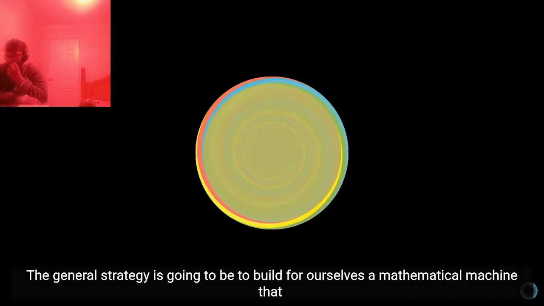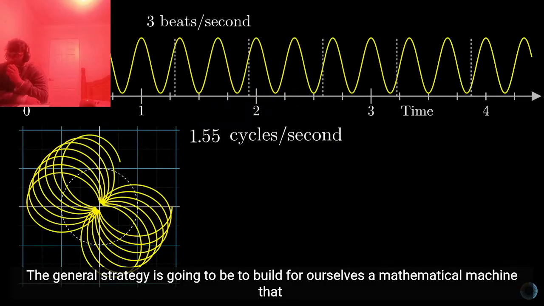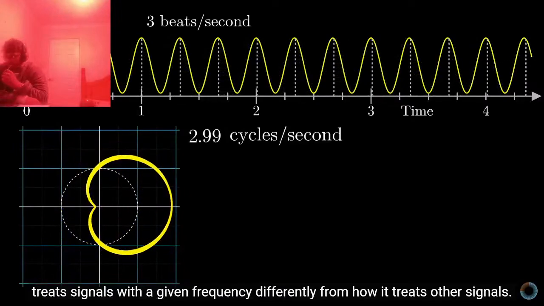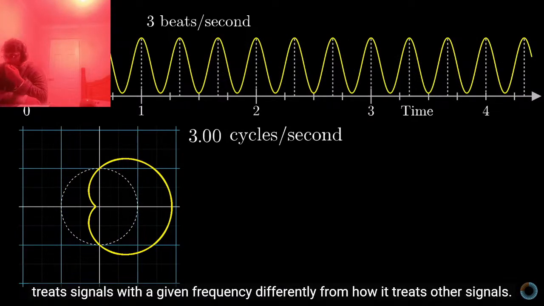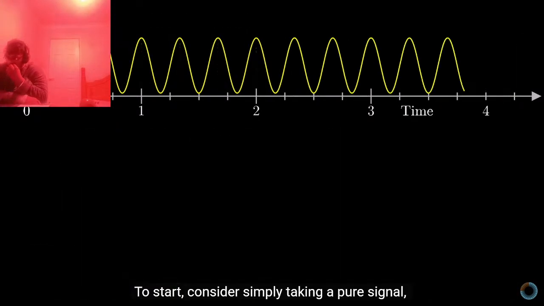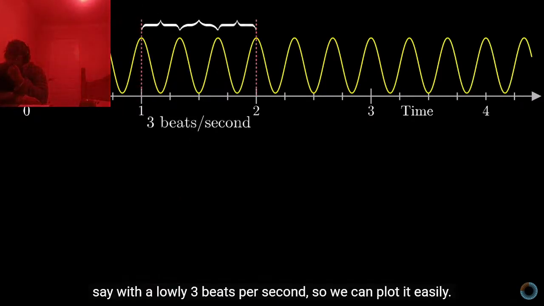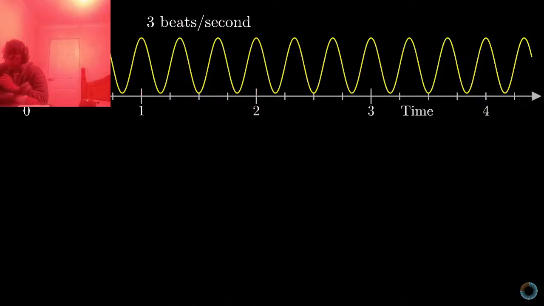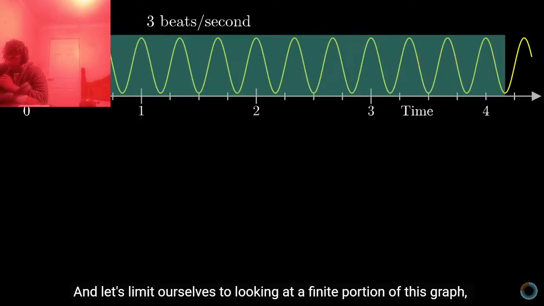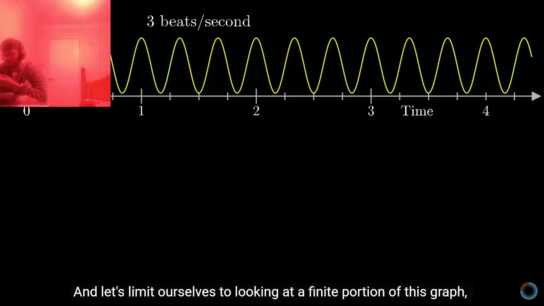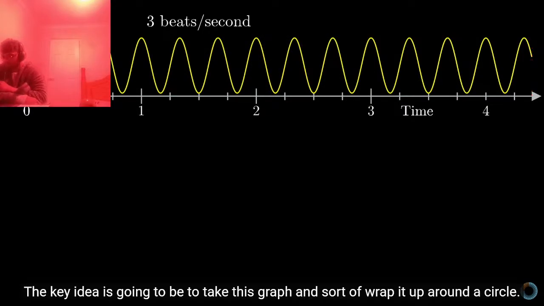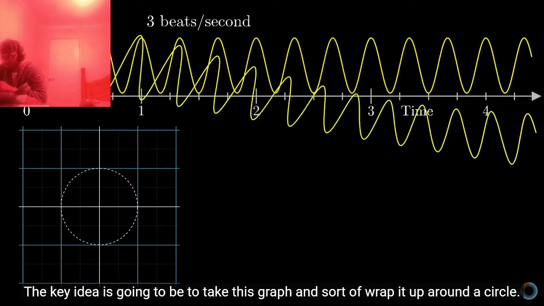The general strategy is going to be to build for ourselves a mathematical machine that treats signals with a given frequency differently from how it treats other signals. To start, consider simply taking a pure signal, say with a lowly 3 beats per second, so that we can plot it easily. And let's limit ourselves to looking at a finite portion of this graph, in this case the portion between 0 seconds and 4.5 seconds. The key idea is going to be to take this graph and sort of wrap it up around a circle.